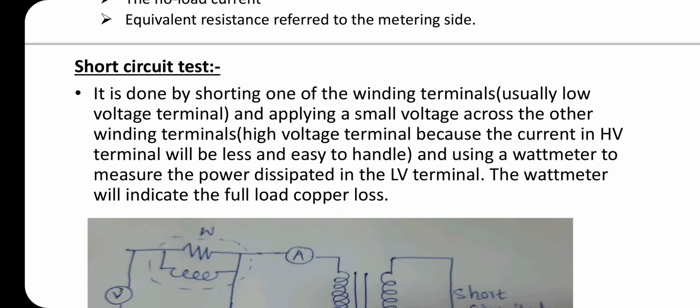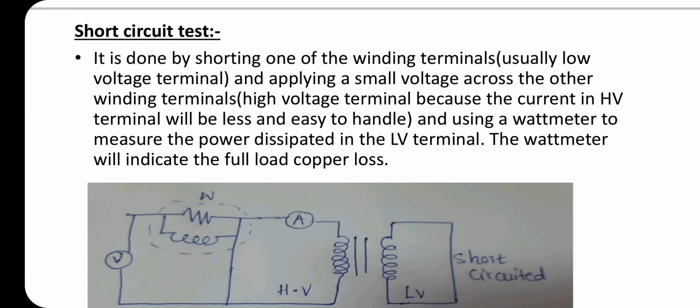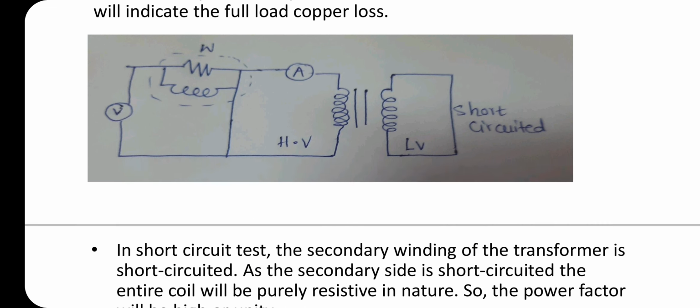Short circuit test. It is done by shorting one of the winding terminals, usually the low voltage terminal, and applying a small voltage across the other winding terminals, the high voltage terminal, because the current in the high voltage terminal will be less and easy to handle. A wattmeter is used to measure the power dissipated. The wattmeter will indicate the full load copper loss.